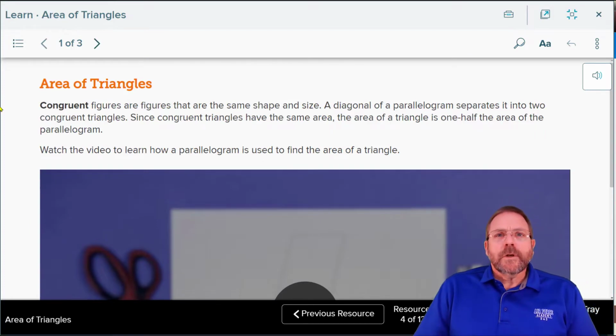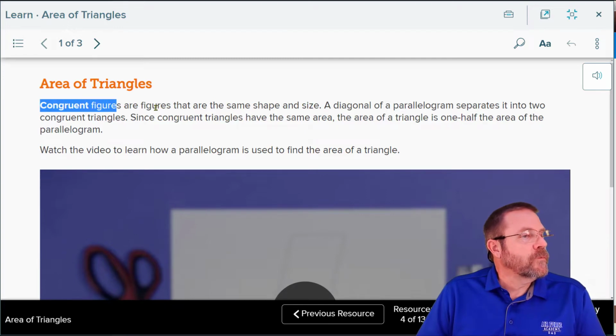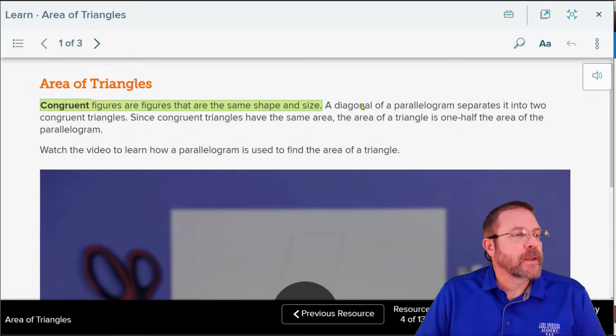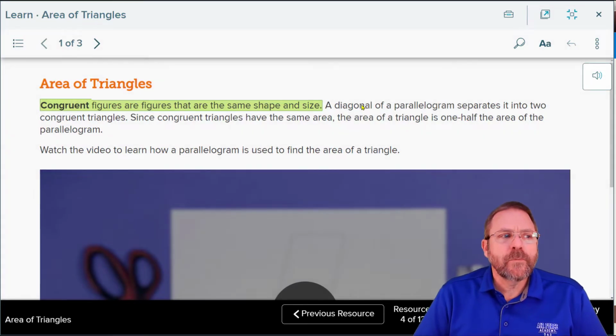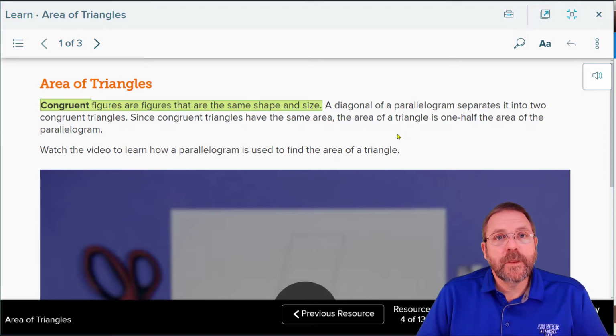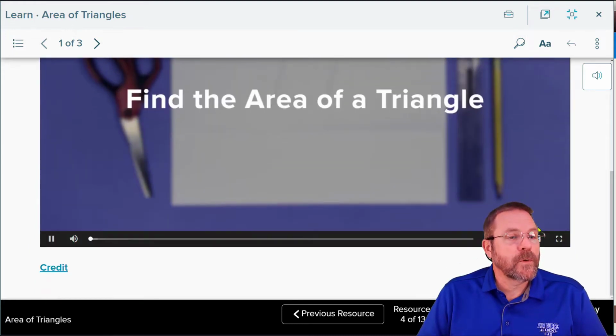As we get started into actually learning how to do these, we get another definition. It says congruent figures are figures that are going to be the same size and the same shape. A diagonal on a parallelogram separates it into two congruent triangles. Since the congruent triangles have the same area, the area of the triangle is going to be 1/2 of the area of the parallelogram. Now let's watch a video to see what they're talking about here.